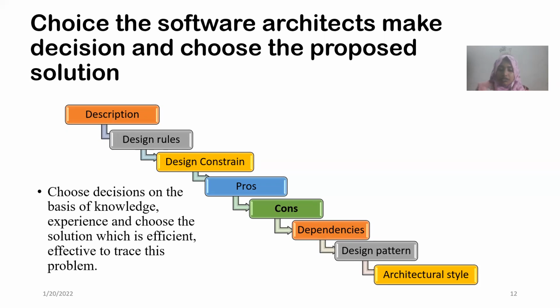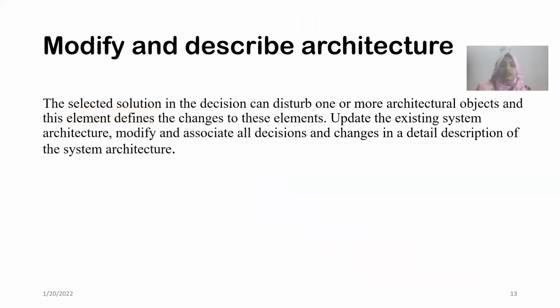Architectural style is also associated with the decision. We can choose our decision based on our knowledge and experience, and choose the solution which is effective and efficient. The next step is modify and describe architecture.